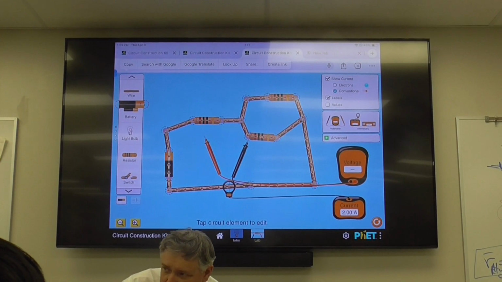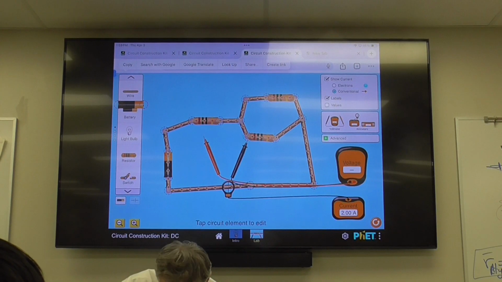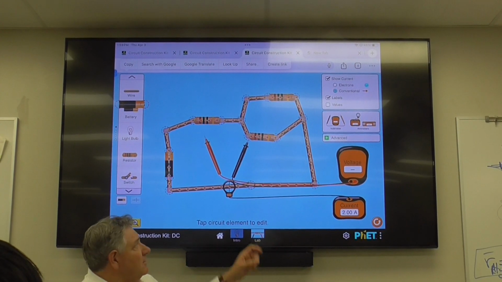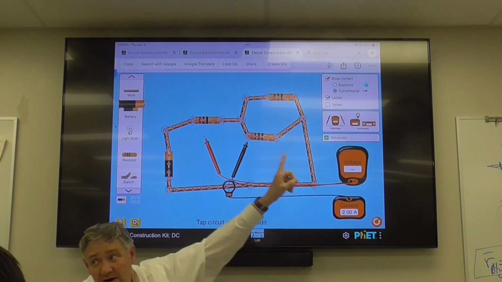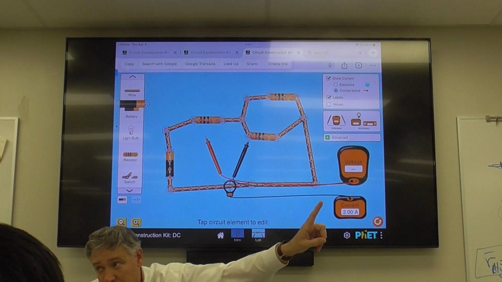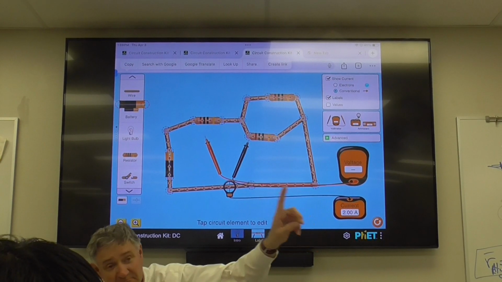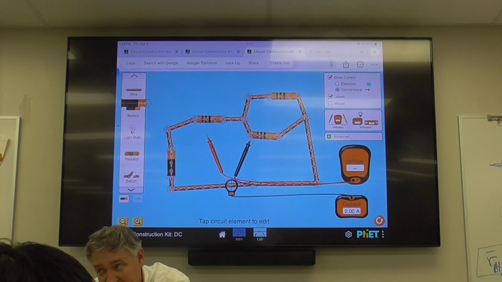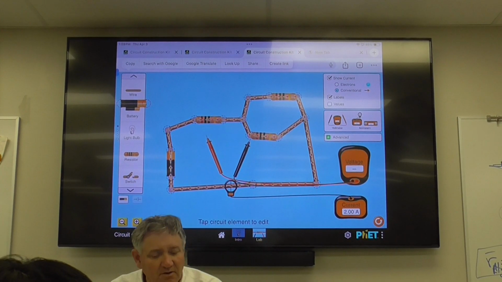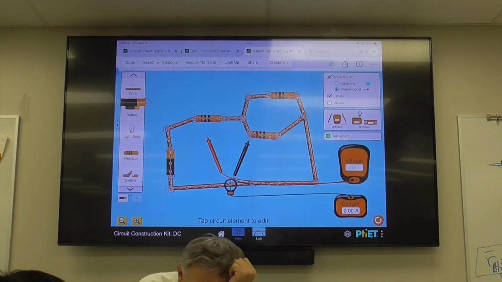Why? If they're both 10, then they add to 40 volts and it wouldn't make any sense. Okay? But they're in parallel though. Just keep that in mind, that they're in parallel. Okay? So here's the story.